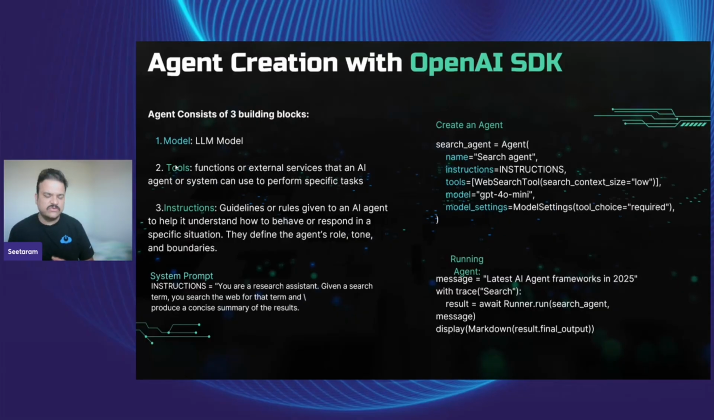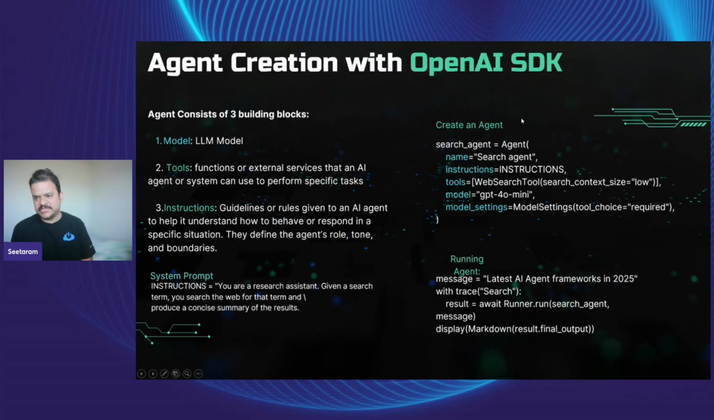The tools can be used by all the agents. One agent can use one tool or multiple tools. It depends upon how you are going to define your agent. And then the instructions: you will provide a system prompt or instruction to the agent, right? Here in this case, I took the example: you are a research assistant. Given a research term, you go to the web online and find out what relevant information is available on the internet. This is how you can feed the system prompt to the agent.